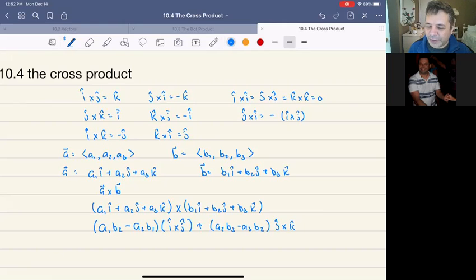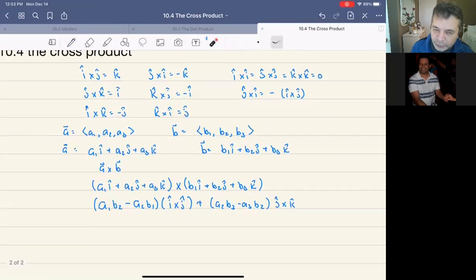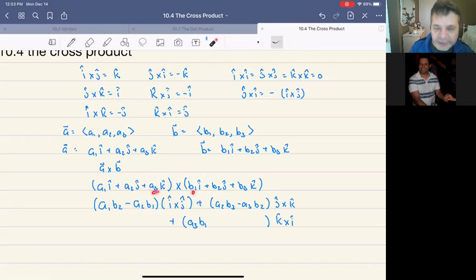Okay, let's try the last one. Let's do this A3 with this B1. Okay, another way to think about it is here we had i cross j, here we had j cross k. Now we're left with, we need i cross k. Or let's do k cross i, sorry. So A3 B1 is k cross i.